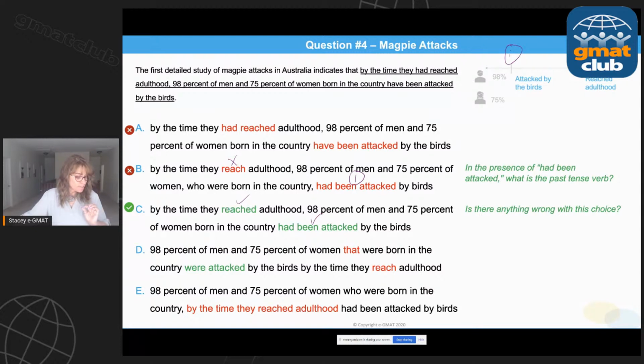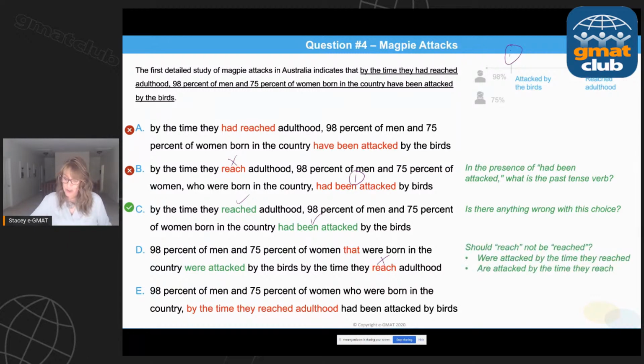Now here we have a verb error. That's first and foremost, right? Because we have "reach," which again should be in the past tense, and it should be "reached." And then we have "that were born in the country and were attacked." So here we have a situation: "were attacked by the time they reached," versus "are attacked by the time they reach."